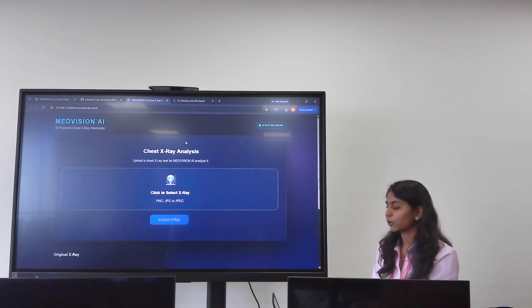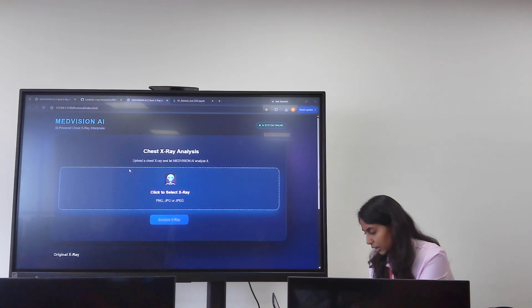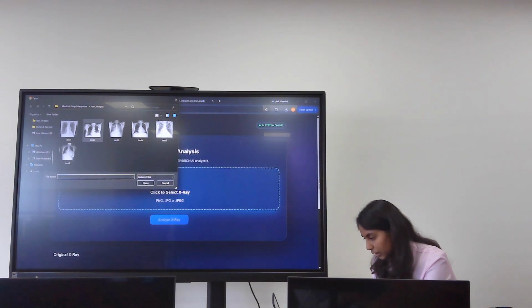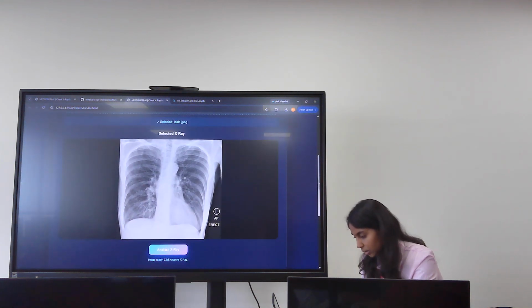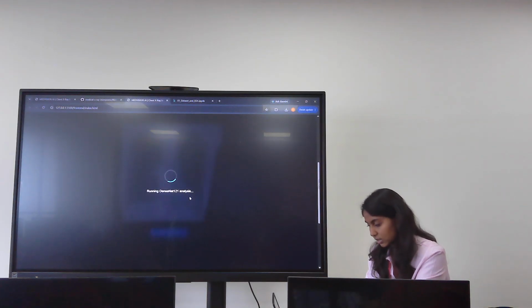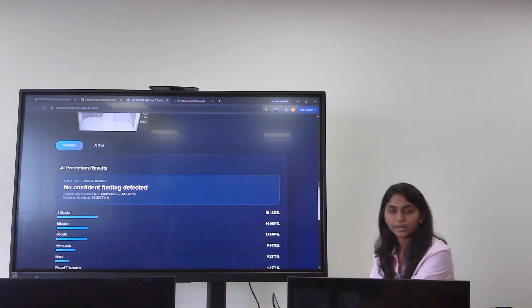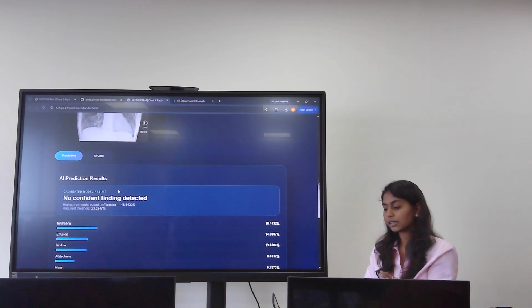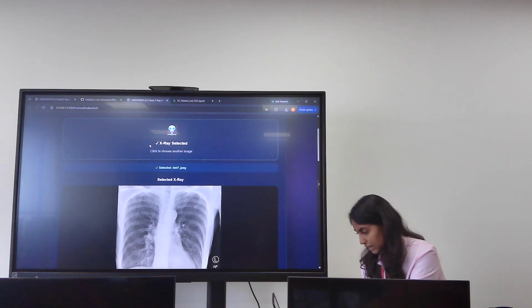This is my model, MedVision AI. Let's check it out. So I'll upload an image, that is a test image. This is a normal chest X-ray. Let's see, it is prone to some diseases, but it doesn't have any disease. Let's see what it detects. So it is showing no confident finding detected, while it is prone to infiltration sometimes. So let's change the image.